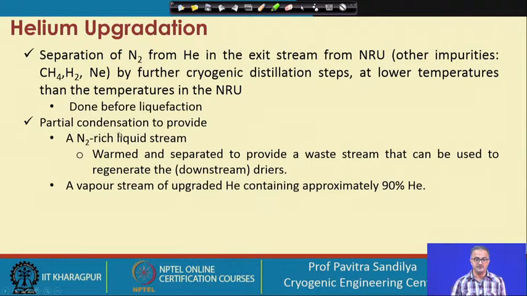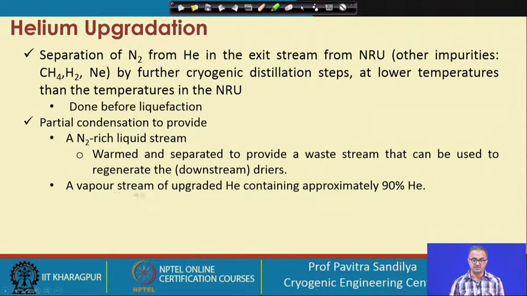Here we first partially condense the gas to obtain a nitrogen rich liquid stream, because nitrogen is less volatile compared to helium, so it will come out as a liquid stream. This nitrogen stream may be warmed up and separated to provide a waste stream that can be used to regenerate the downstream dryers. We shall see about it later.